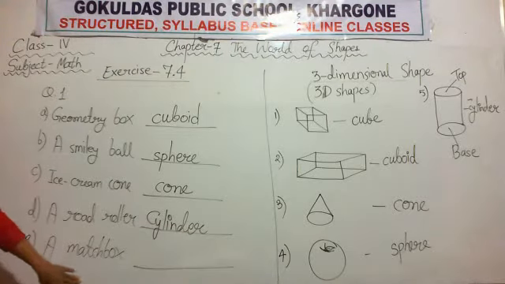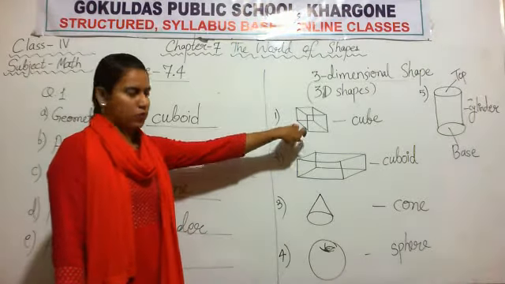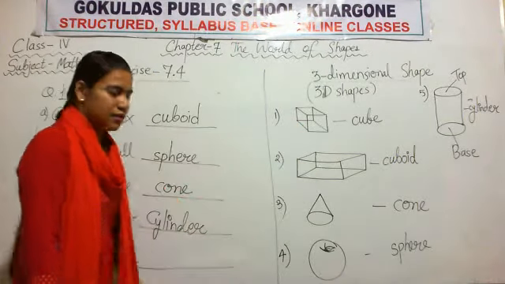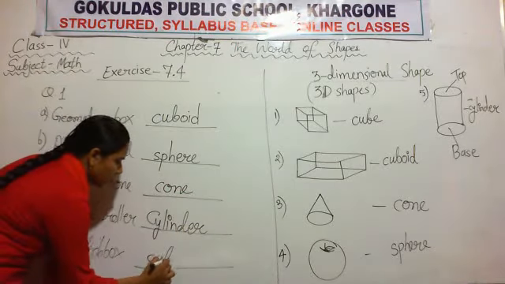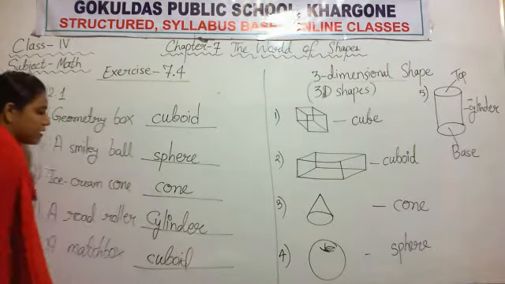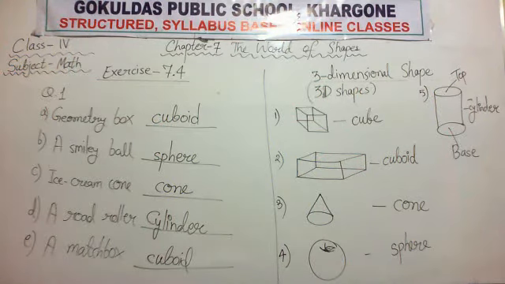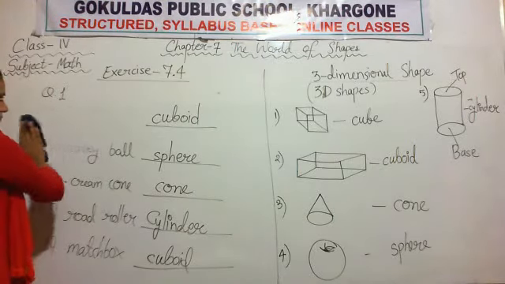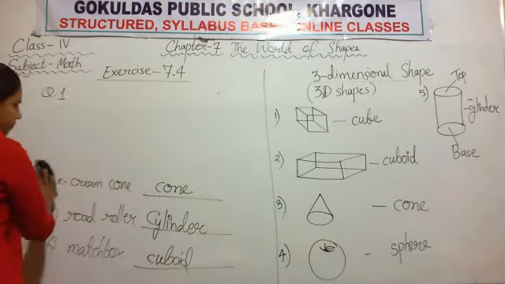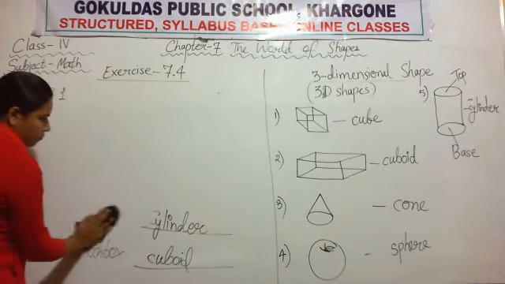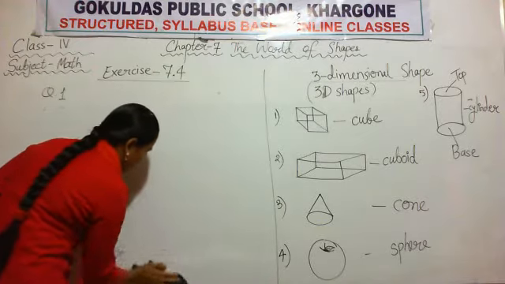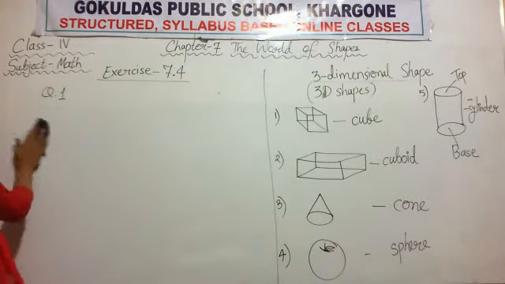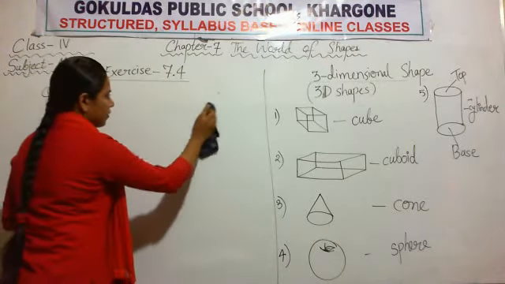Now next, a matchbox. Is a matchbox of cubical shape? No. Is it cuboid? Yes. The shape of matchbox is cuboid. It is an example of cuboid. Now the last one, an ice cube. Pause the video, fill all the answers in your book with the help of a pencil. Later you will write in your notebook.